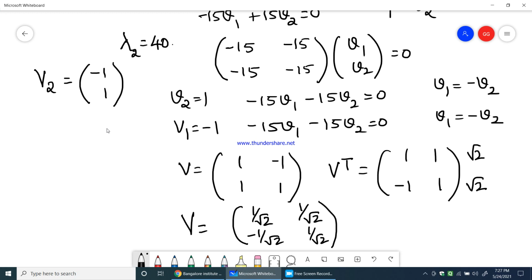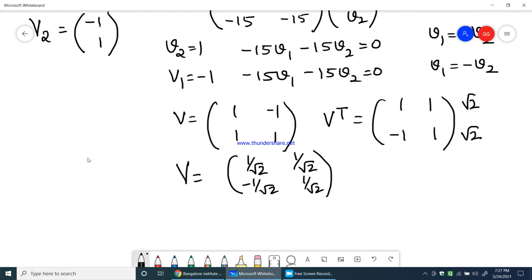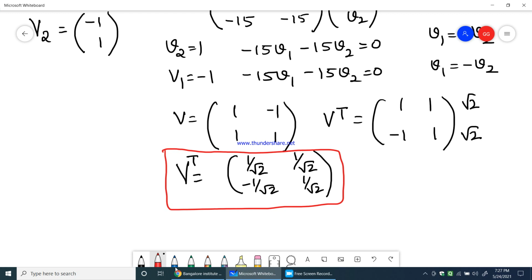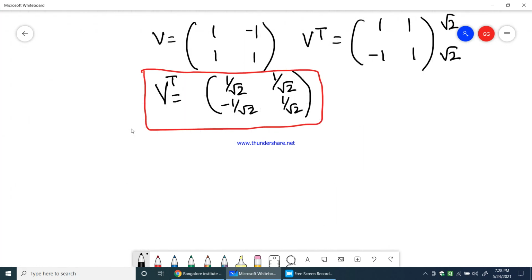So we got both u and v matrix. So we got this is v transpose. So we got both u and v matrix for this particular problem. Now we are left with finding sigma here. So what would sigma equal?